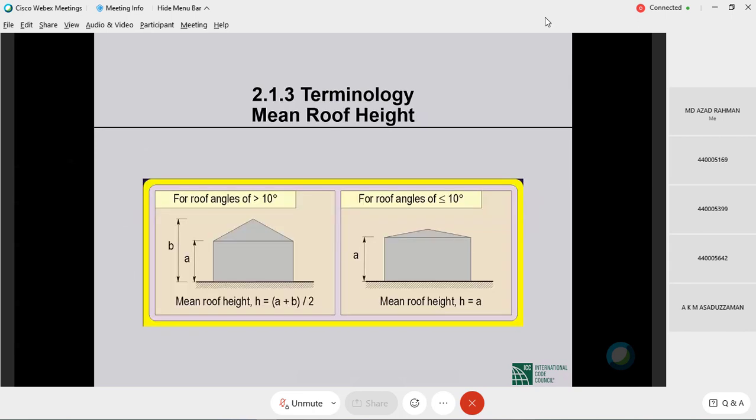This is something important. Typically, mean roof height will be the height to the point halfway between the eave and the ridge, so it will be A plus B divided by 2. But if the roof angle theta is less than 10 degrees, then the eave height becomes the roof height. This is an important detail. Always keep that in mind, okay? Theta less than 10 degrees is a lot of roofs, actually most roofs. So the mean roof height becomes the eave height.